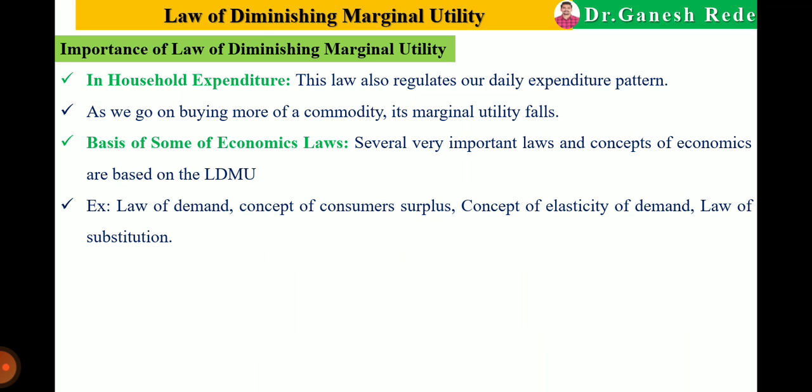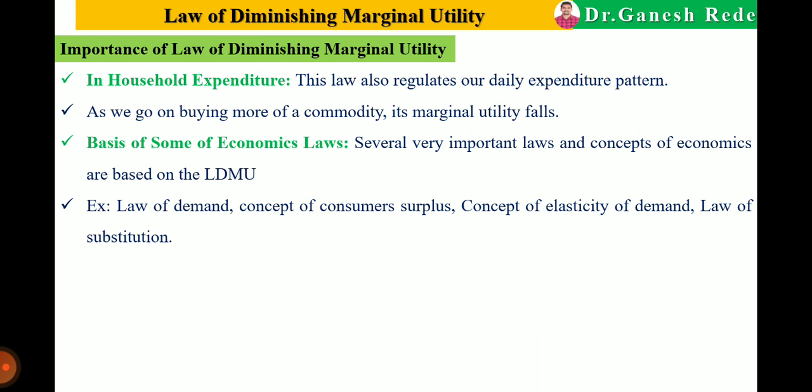Then the concept of consumer surplus is also a repetition of the law of diminishing marginal utility. Then the concept of elasticity of demand and the law of substitution are also based on the law of diminishing marginal utility. So this is about the importance of the law of diminishing marginal utility.